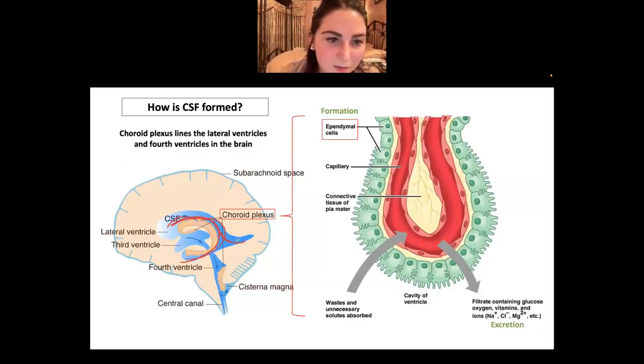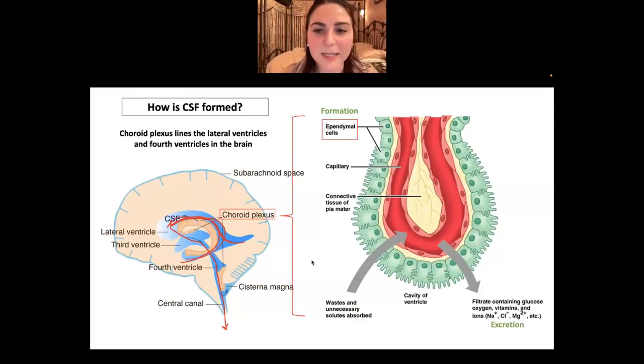So here is one of the lateral ventricles, and then you have your third ventricle. So they're going to flow into the third ventricle, and then from the third ventricle, they're going to go to the fourth ventricle, and they're going to go down to the spinal cord. But what lines all the ventricles is called choroid plexus.